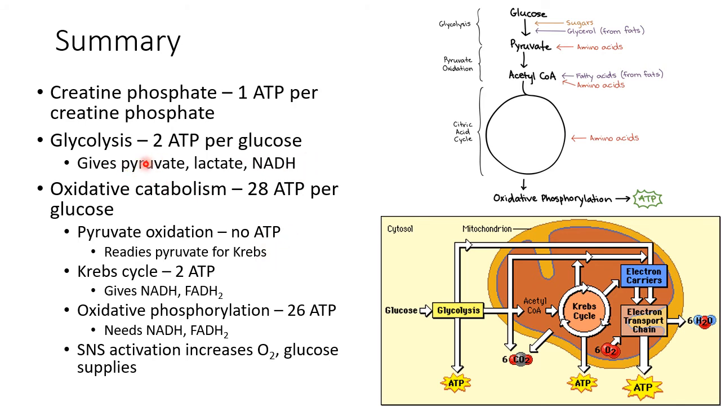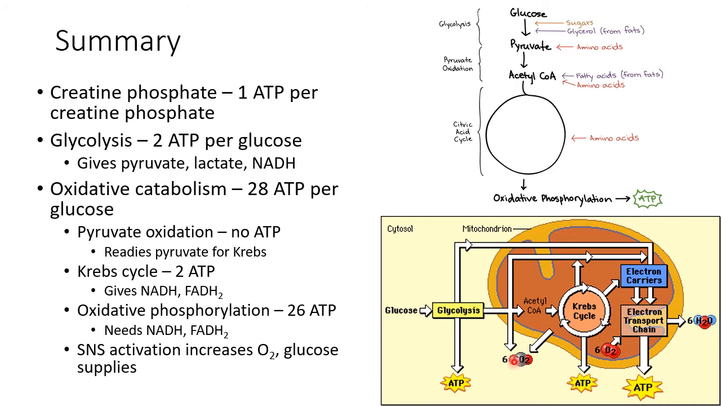Then the pyruvate would go on to oxidative catabolism, which makes 28 ATP per glucose. First you have pyruvate oxidation, which does not make ATP, but it does convert pyruvate into acetyl-CoA so that it can enter Krebs. Then in the Krebs cycle, you're making 2 ATP, and you're also making a bunch of NADH and FADH2. Then in oxidative phosphorylation, that's where you're using NADH and FADH2 and oxygen, and that includes the NADH that came from glycolysis. And this oxidative phosphorylation is actually making the bulk of the ATP, 26 ATP.